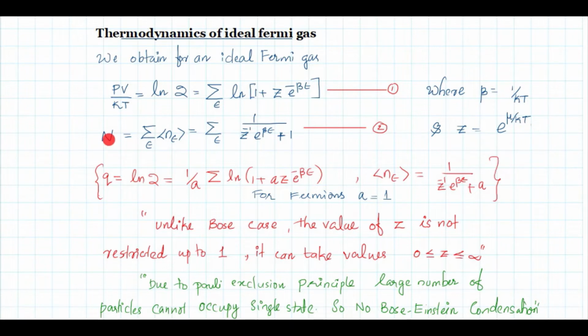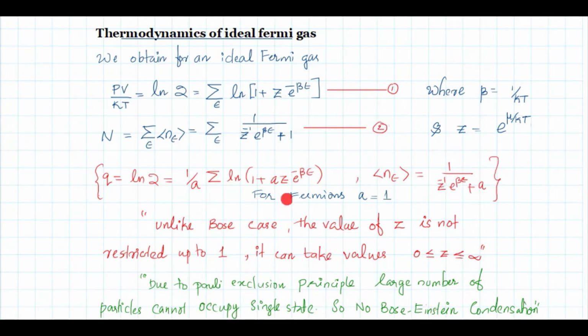And the total number of particles N is the sum over the expectation or occupation values of number of particles, and it is the sum over all energy values of 1 divided by (z raised to minus 1, e raised to beta epsilon, plus 1). Call these equations 1 and 2 respectively.